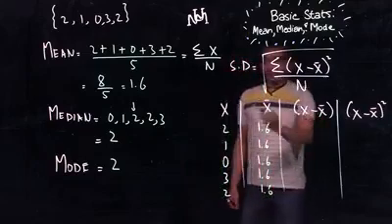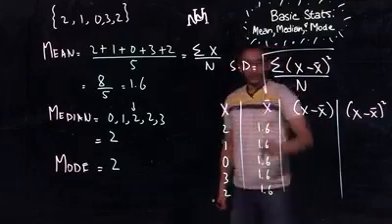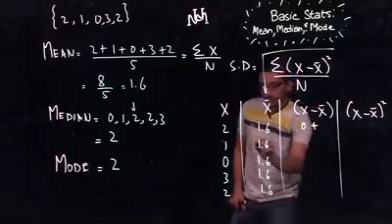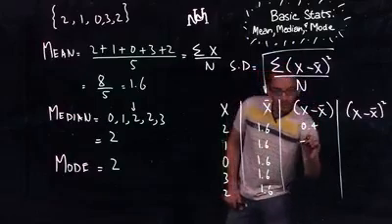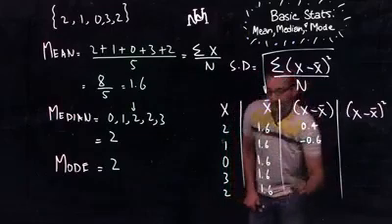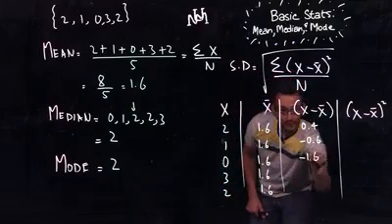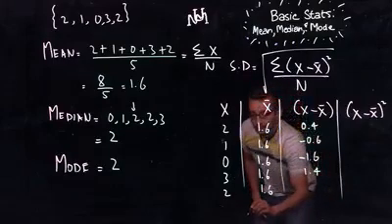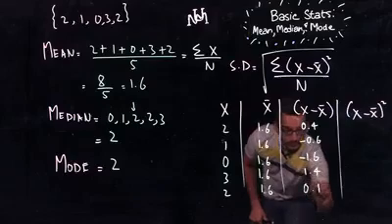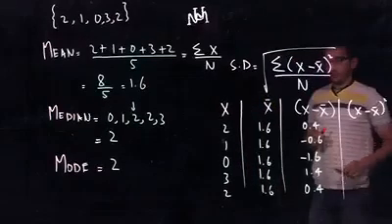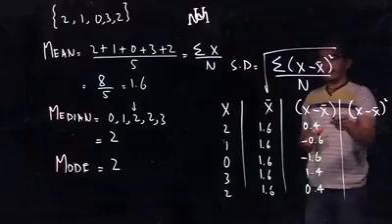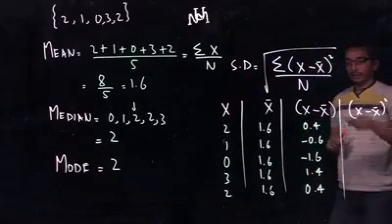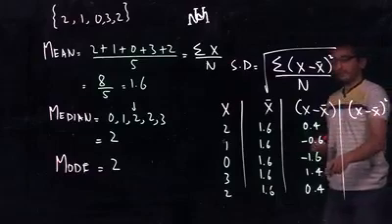So our x minus x bar, meaning this number minus this number, will be 0.4, negative 0.6, negative 1.6, 1.4, and 0.4. Now that we have calculated our x minus x bars, we're going to go ahead and calculate the x minus x bar whole squares. You're going to simply square all the terms in this column.